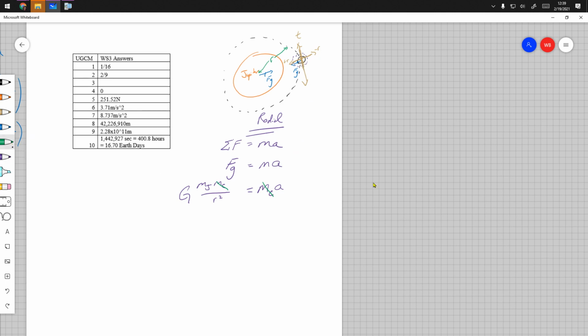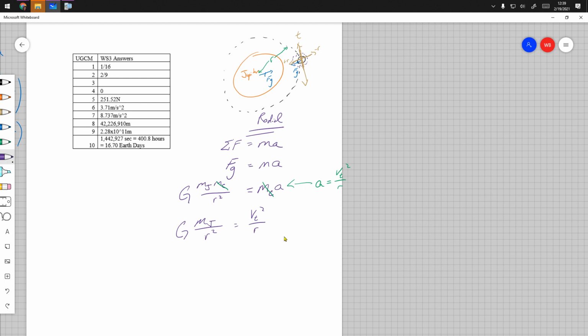Interesting. Furthermore, I recognize that this is a centripetal acceleration, and so that's the same thing as the tangential velocity squared divided by the radius, and I can put that in there. So let's do that. Big G multiplied by the mass of Jupiter divided by the radius squared is equal to the tangential velocity squared over the radius.